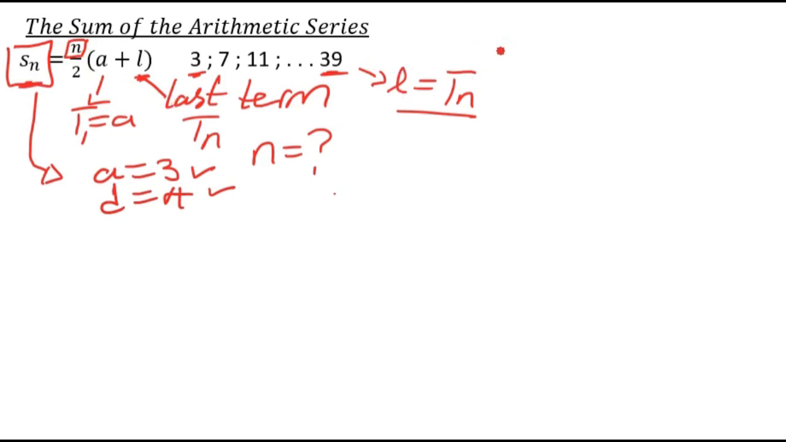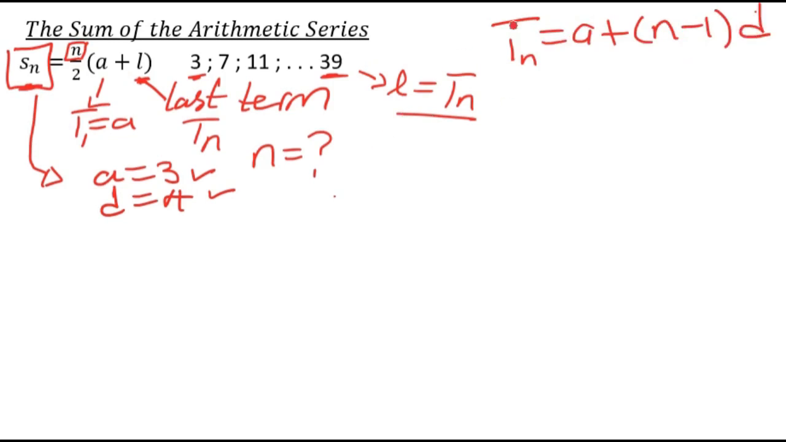So let us find n. Do you still remember this formula, which says Tn is equal to a plus open bracket n minus 1 close bracket, multiplied by d there, right? Good. Now, what is our Tn, which is the last term? 39. So we've got 39. What is our A? It is 3, plus open bracket n minus 1 multiplied by 4, because that is our common difference.